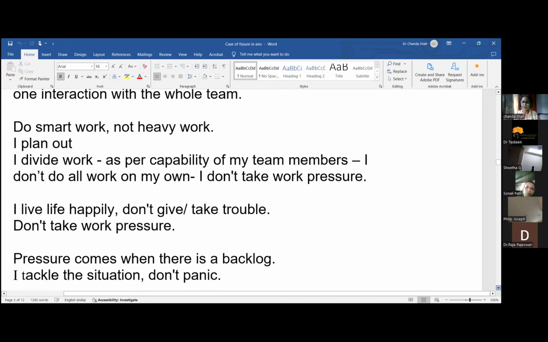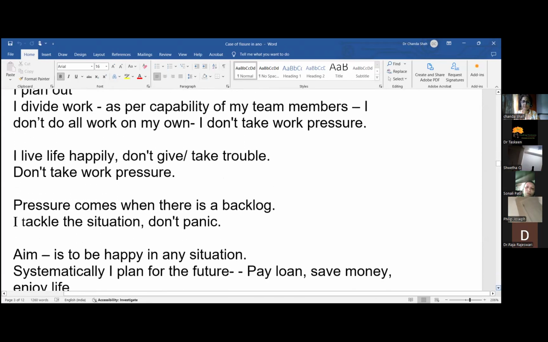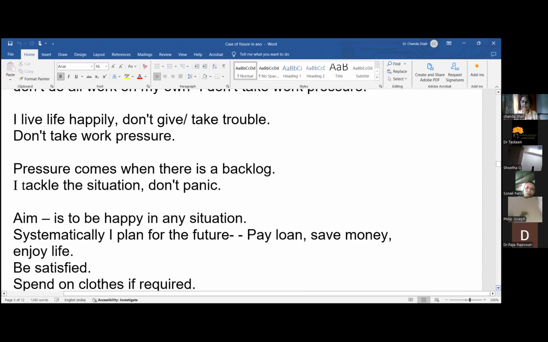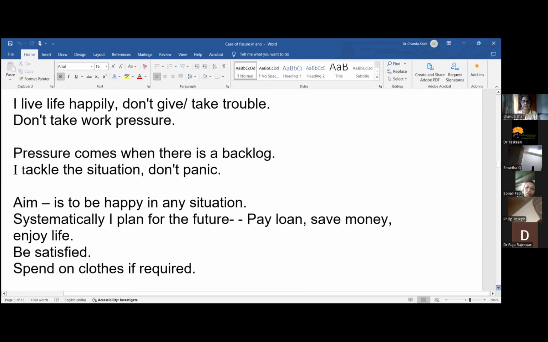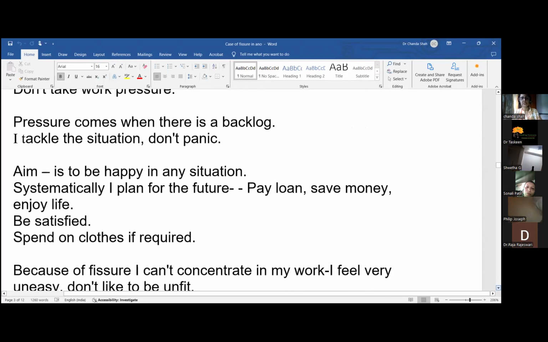Yeah, I live life happily. I don't give or take trouble. I don't take work pressure. Pressure comes when there's a backlog. I tackle the situation. I don't panic. That guy was panicking. No, this lady is very calm. So aim is to be happy in any situation.